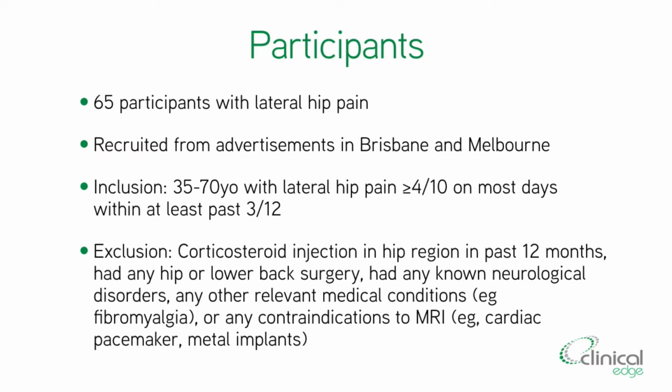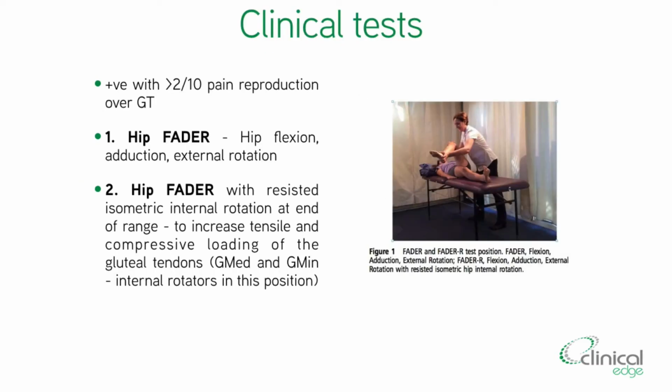And when you look at the exclusion criteria, it still fits in with your normal lateral hip pain patients that'll be coming in. So they excluded participants that had a corticosteroid injection in the hip region in the past 12 months, if they'd had any hip or lower back surgery, or any neurological disorders, or any other relevant medical conditions like fibromyalgia. Or if they had any contraindications to MRI, because as you see later, they're going to be comparing their results to MRI, and that included things like cardiac pacemaker or metal implants.